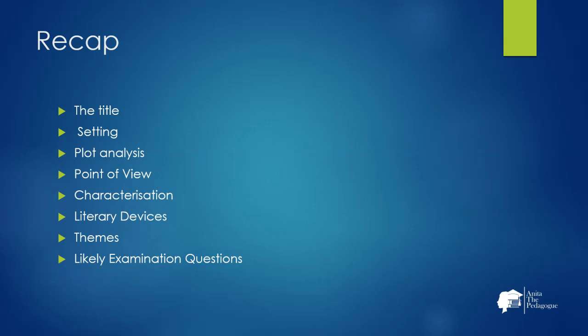Also, we learned about the point of view, and we realized that the story is written in the 3rd person narrative point of view. We looked at the character developments of Kamal, Muangi, Njoroge, and the mother of the twin boys. We looked at some literary devices, the themes, and some likely examination questions.